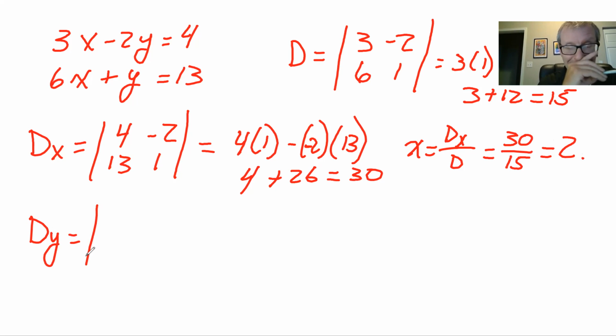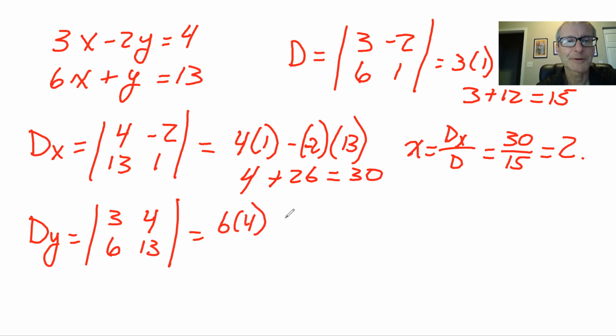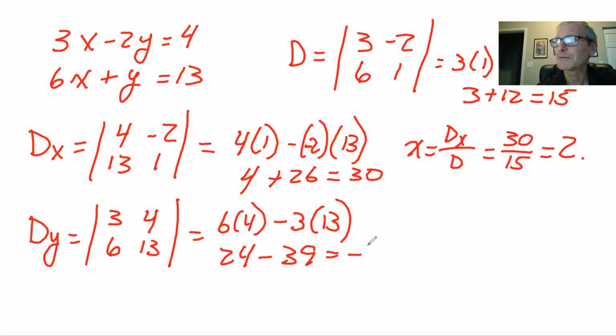And you see that the y, we keep the x and we get rid of the y with the answers. So you get 6 times 4, which is 24, minus 3 times 13, which is 39. So 24 minus 39 is minus 15.